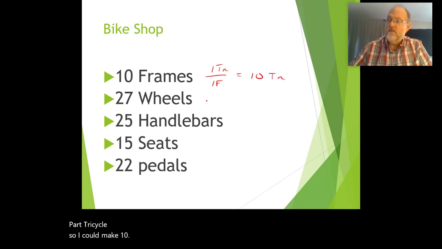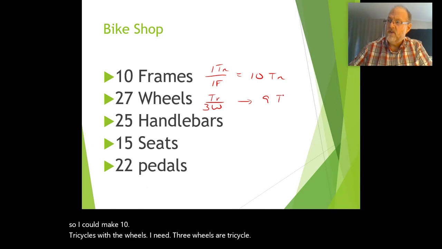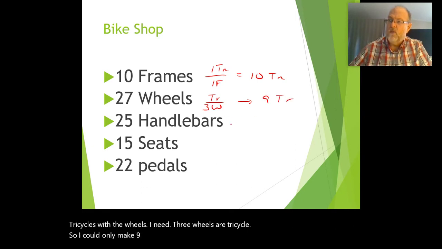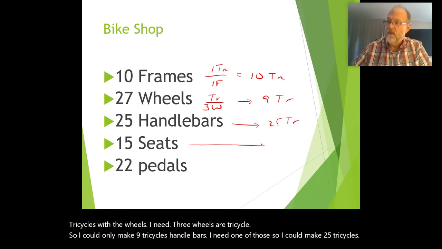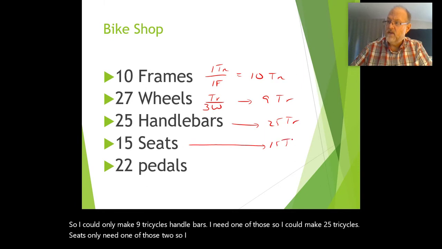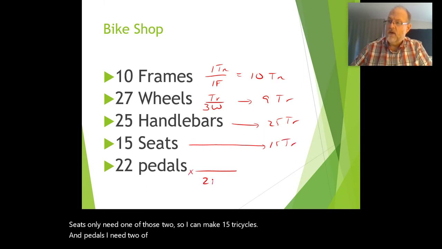With the wheels, I need 3 wheels per tricycle. So I could only make 9 tricycles. Handlebars, I only need 1 of those. So I could make 25 tricycles. Seats, I only need 1 of those too. So I could make 15 tricycles. And then pedals, I need 2 of those. So there's 2 pedals per tricycle. So I could make 11.